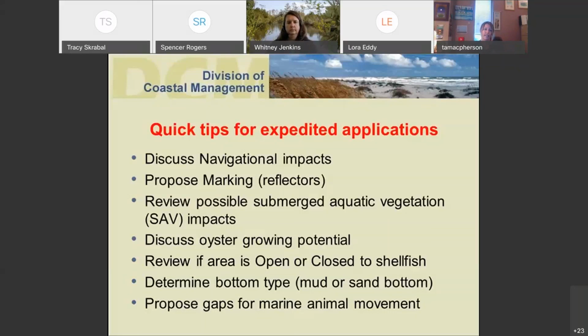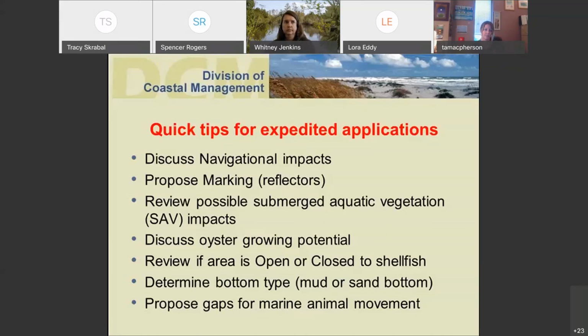You want to discuss oyster growing potential if that's the material you're going to use. Obviously, habitat enhancement, increased water quality, increased oyster growth, all these things are environmental benefits. And some of the reviewing agencies are North Carolina Fish and Wildlife and the Division of Marine Fisheries, agencies that are looking at these resources.